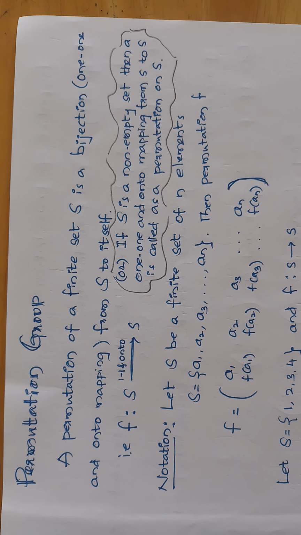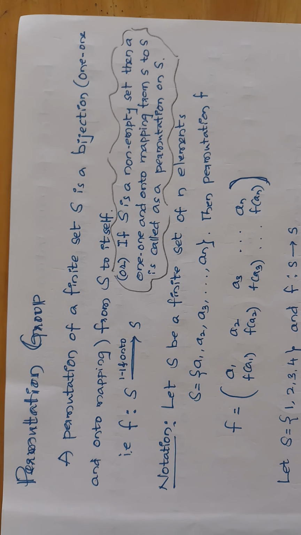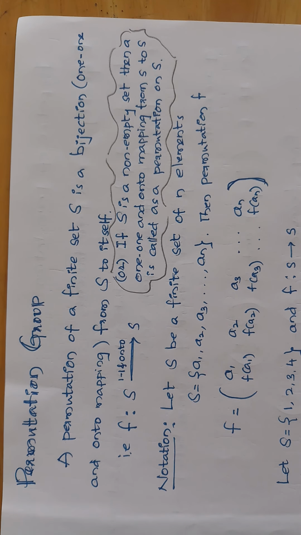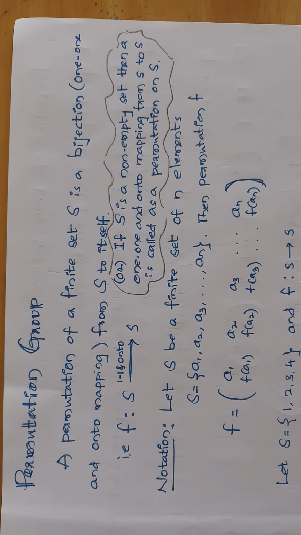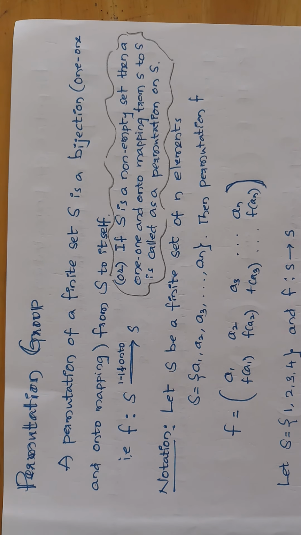Permutation of a group. To define this, we need the definition of one-one and onto function, that is, the bijection function definition. One-one function means every element of A has a unique element in B, and onto function means every element of B has at least one element in A. So that type of set we have to consider here. A function which is one-one as well as onto.